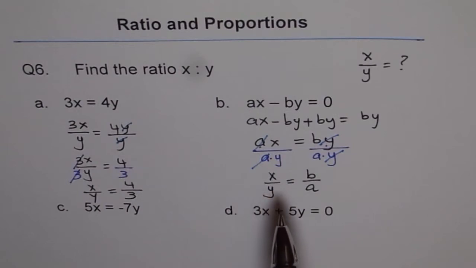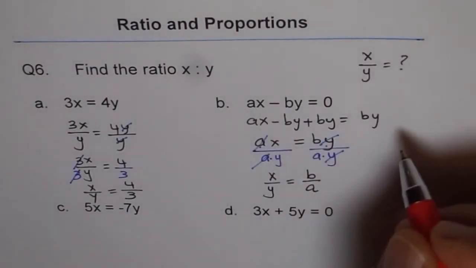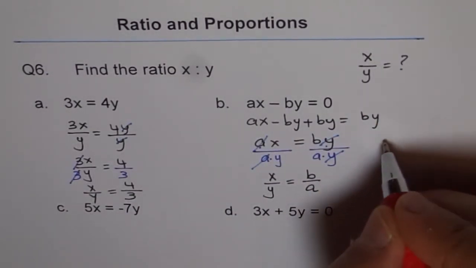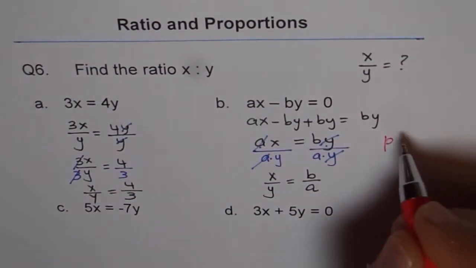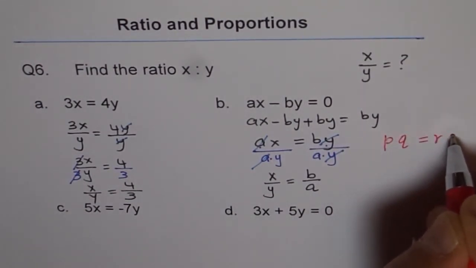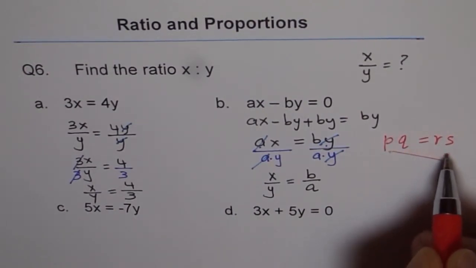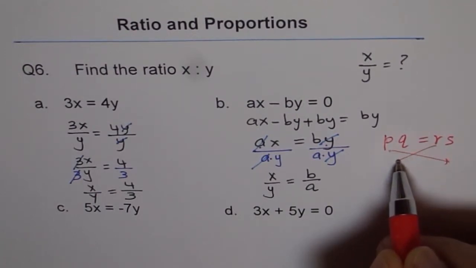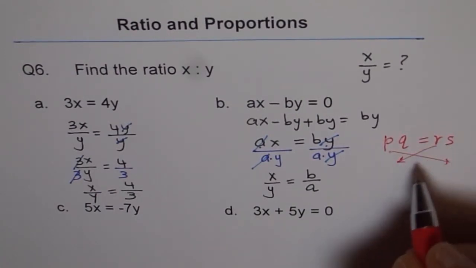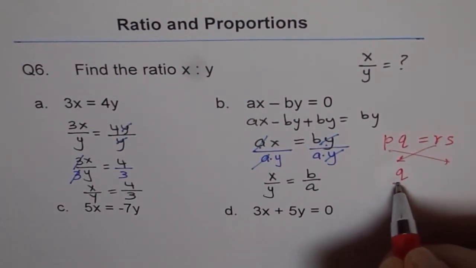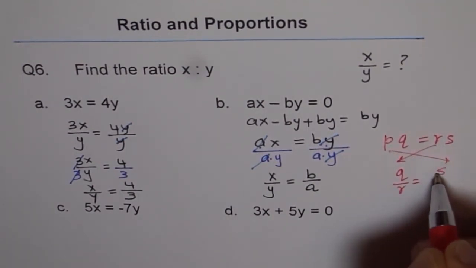So most of the equations or ratios can be solved like this. Now I'm leaving C and D for you to do, correct? So do it yourself. Now let me write what we observed here in this fashion. Let's say P, now I'm writing different variables, right? PQ equals RS. Then we can bring this one here and that one here. So we can write this as Q over R equals S over P.